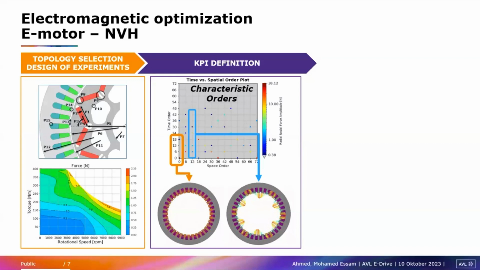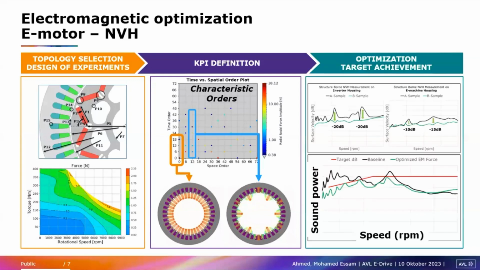And with a similar approach, after we target these orders and minimize them in GMAG, here, for example, are some measurements we see from A to B sample. You can see on the inverter housing, we reduced up to 20 decibel from A to B sample in measurement, just by optimizing the electromagnetic excitation forces. Same also on the e-machine housing, up to 15 decibel. And with that, we can achieve, for example, the NVH target, going from a baseline to optimized electromagnetic forces to achieve the target of the sound power or noise or radiation.